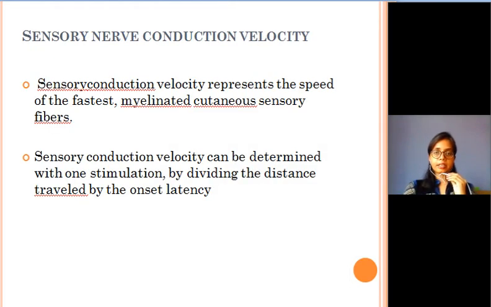Then we have sensory nerve conduction velocity. Sensory conduction velocity represents the speed of the fastest conducting myelinated nerve fibers. This can be measured by providing just one stimulation and dividing the distance traveled by the onset latency. So the distance is divided by the onset latency. This gives us the sensory nerve conduction velocity.